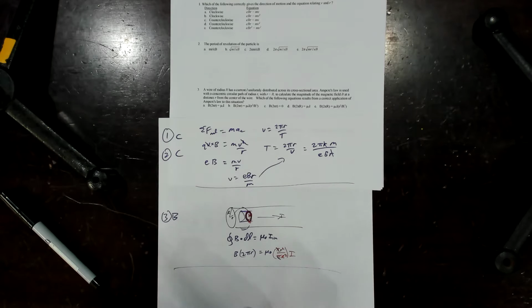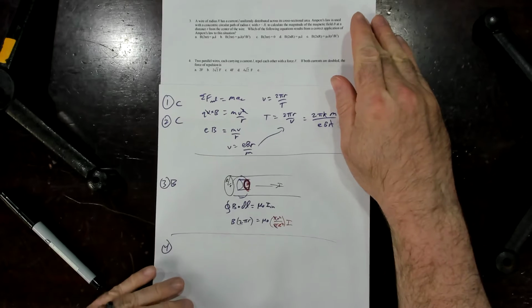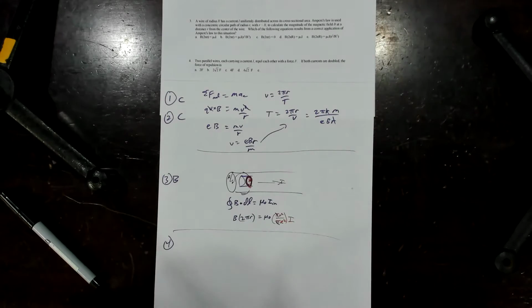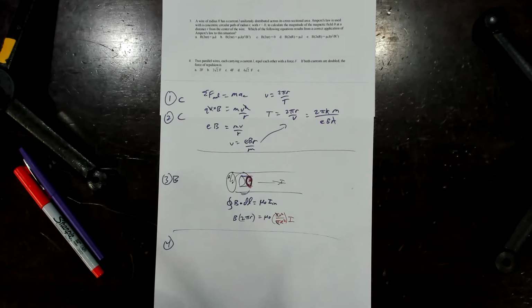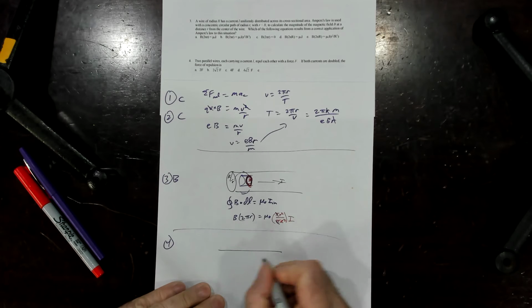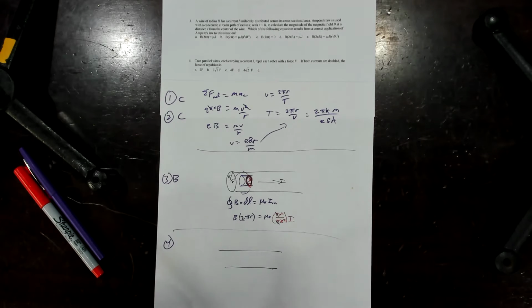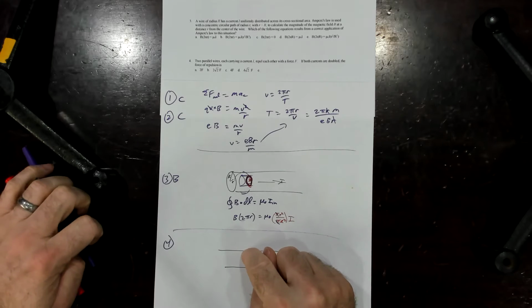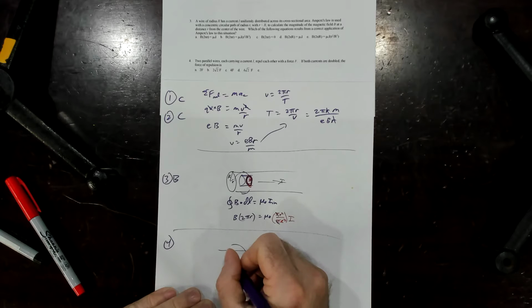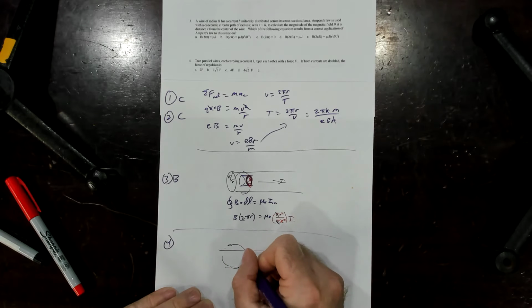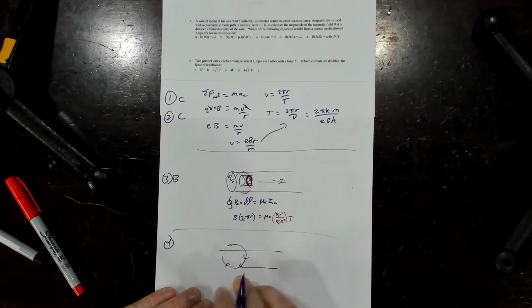All right, moving on to problem 4. Two parallel wires, each carrying a current I, repel each other with force F. If I double both currents, what happens to the force? If I've got parallel wires, each one of them will make a magnetic field that loops around it. And as it loops around, the other current will be going through that magnetic field, and so that wire will get pushed.